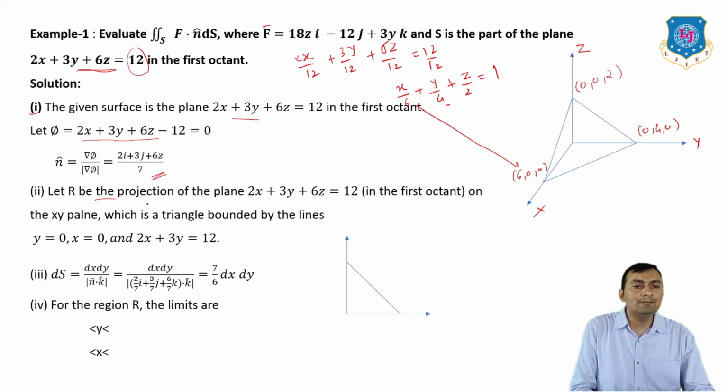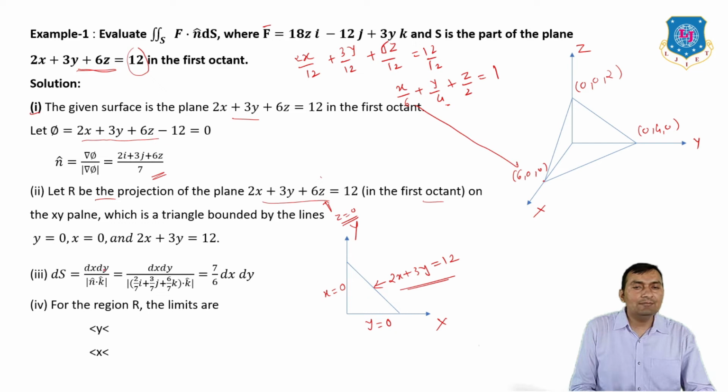Now let R be the projection of this plane in the first octant on the xy plane, which is a triangle. You can notice that this is our x-axis and this is the y-axis. This is the line y equal to 0 and this is the line x equal to 0. So this line will be what? That is 2x plus 3y equal to 12. Simply take z equal to 0; substituting z equal to 0, I get this equation.